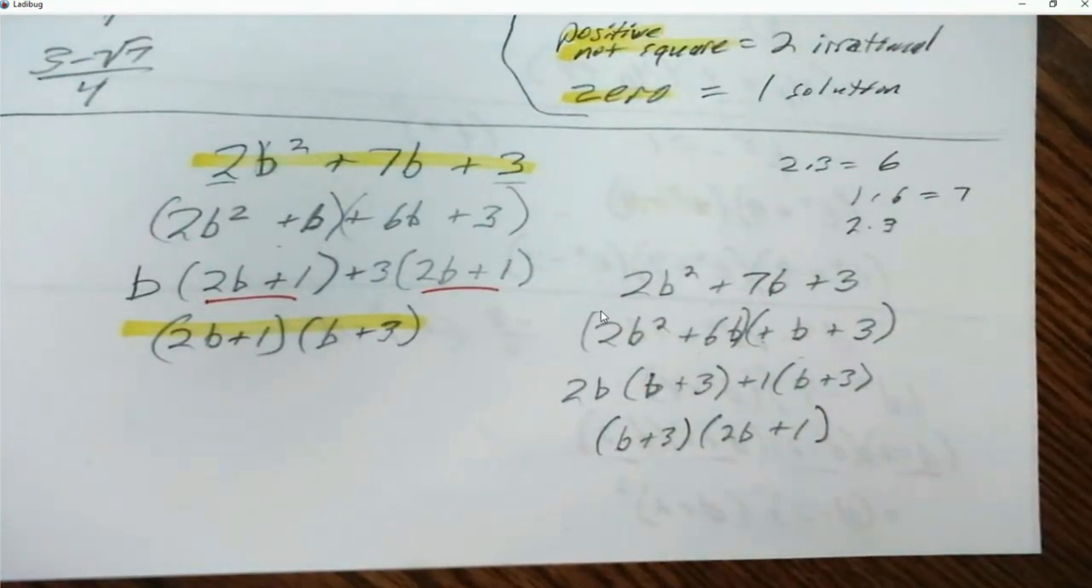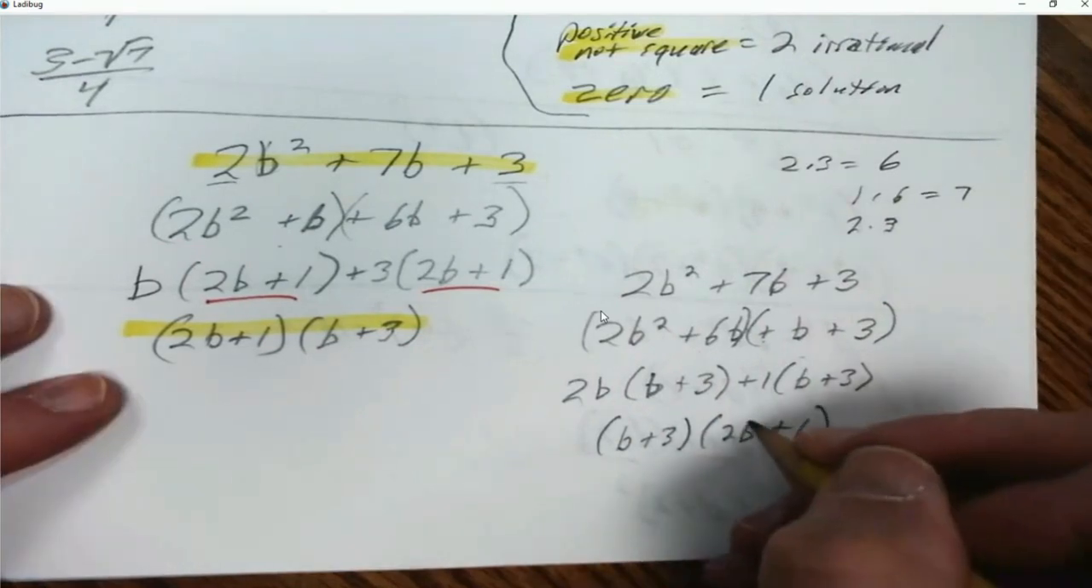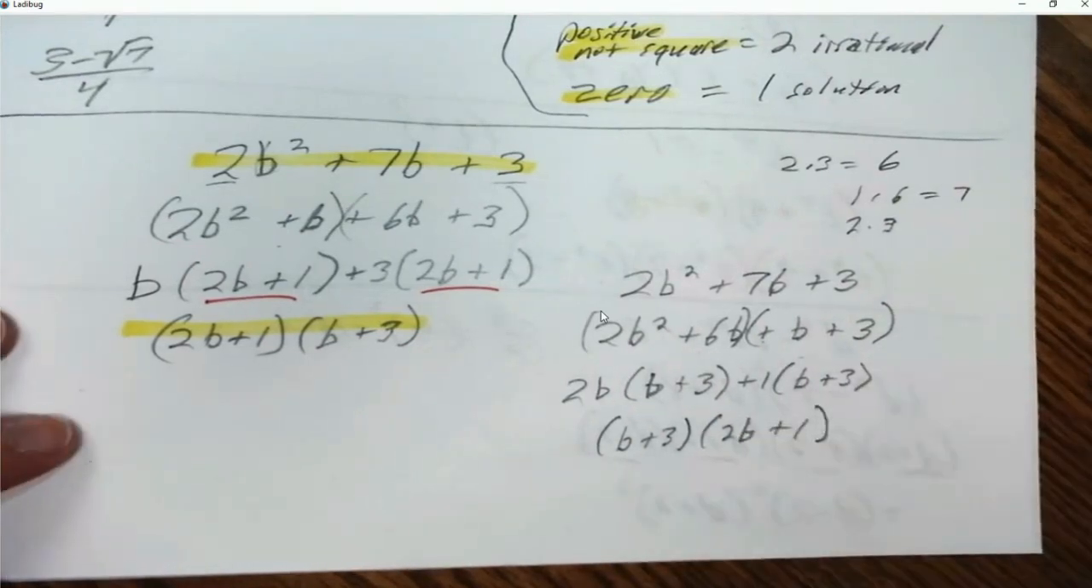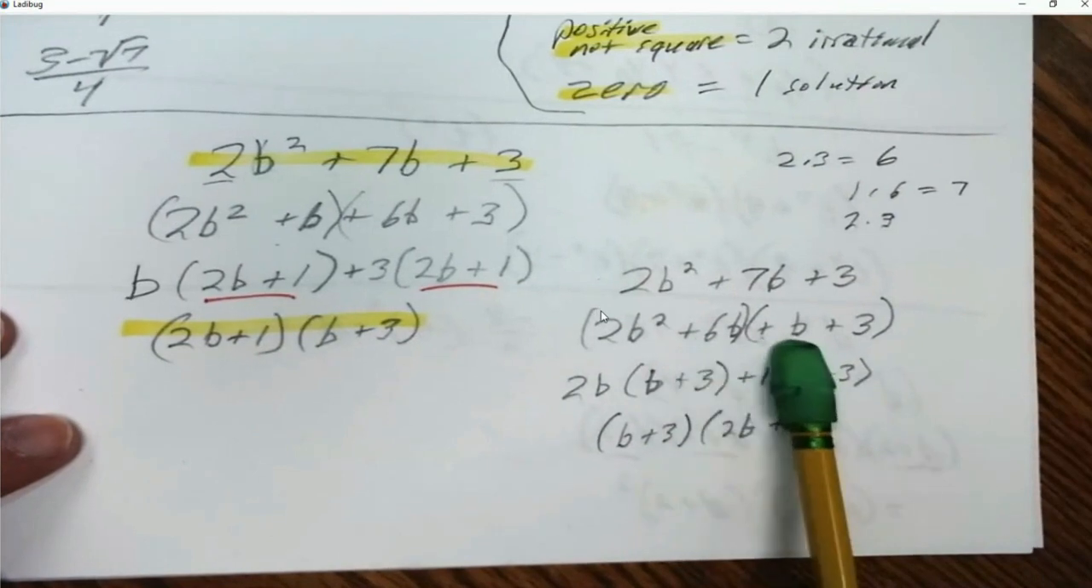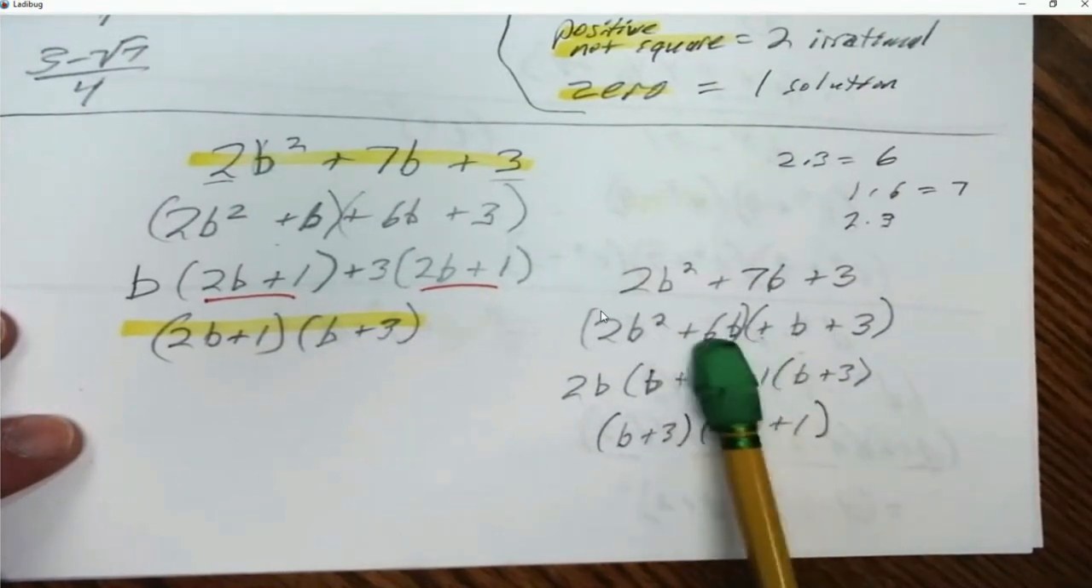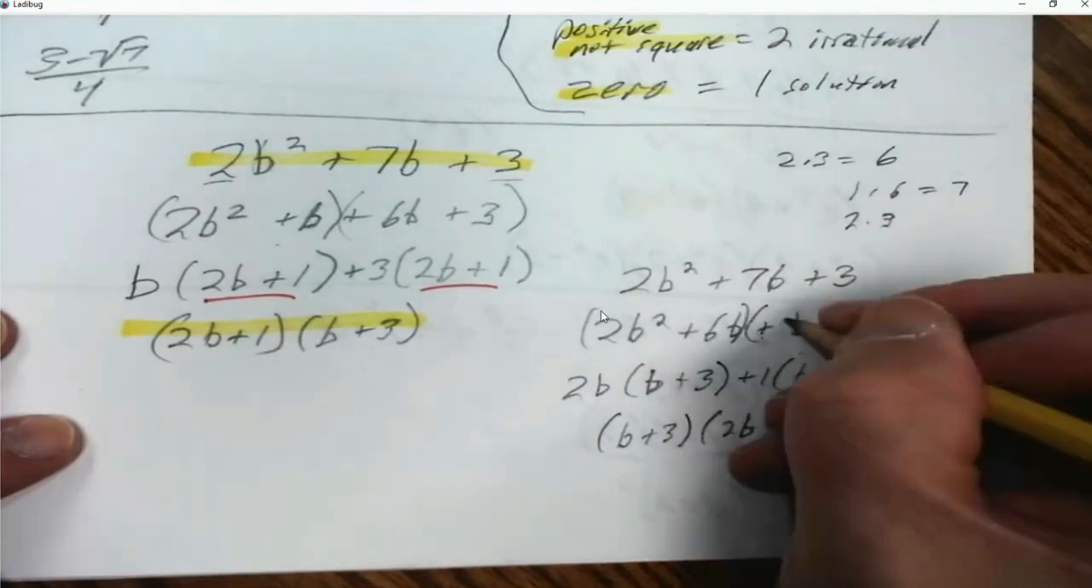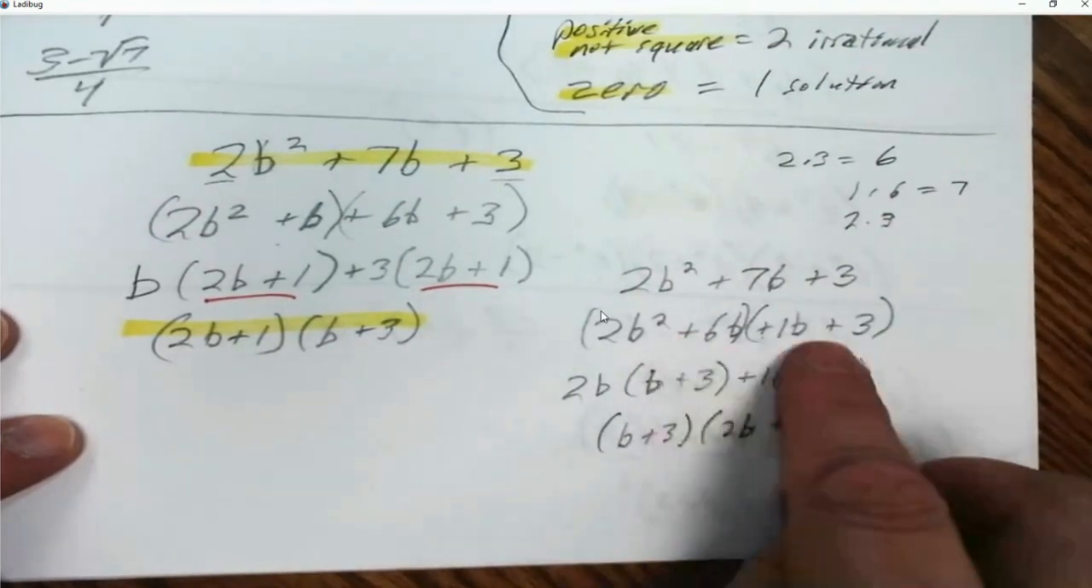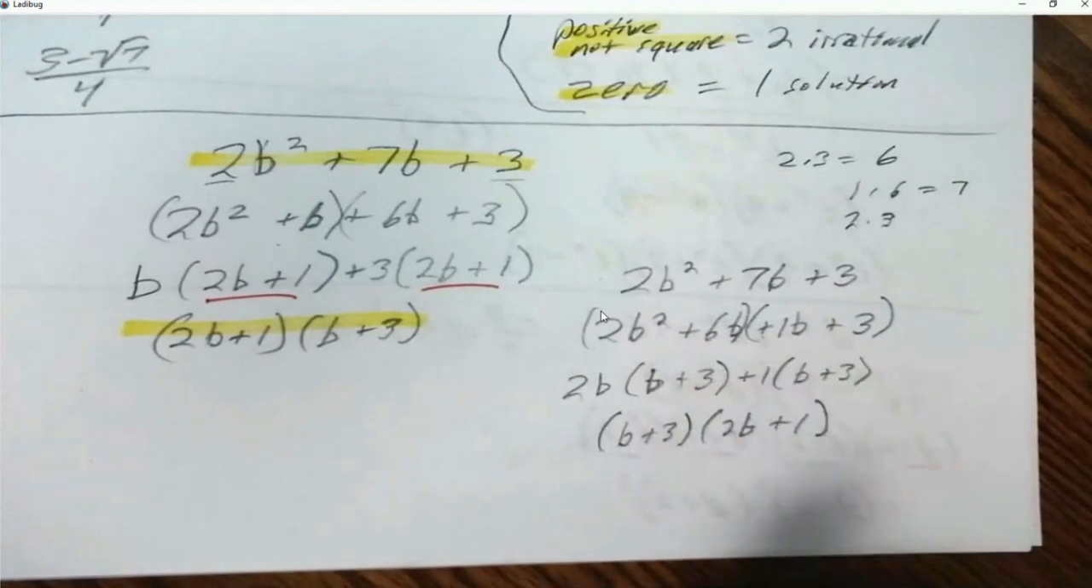Yes, Bethany. What happened? Where did the 7 go? I made it a 6 plus 1. Oh, right. Yeah, that makes sense. Yeah, 6 plus 1. 6b plus 1b. So I didn't change it. I just rewrote it. You agree? 6b plus 1b is the same as 7b. So yeah, that's what I did up here too. I just wrote 1b plus 6b.